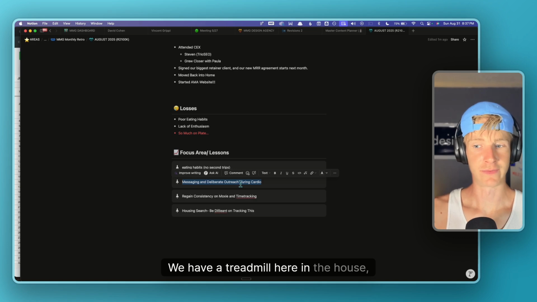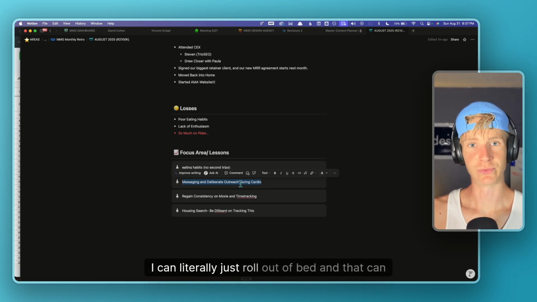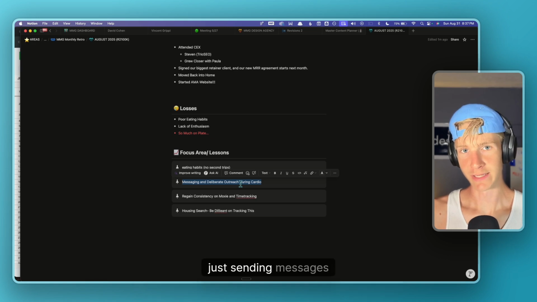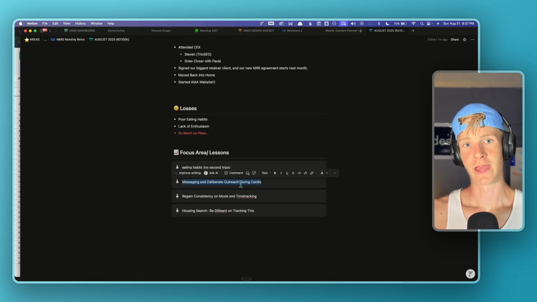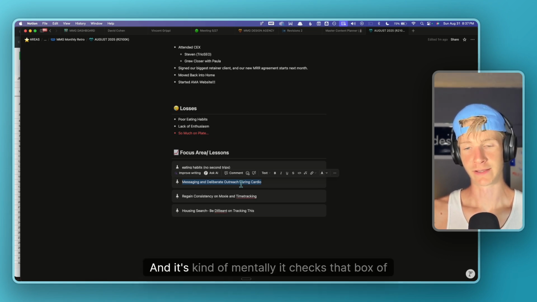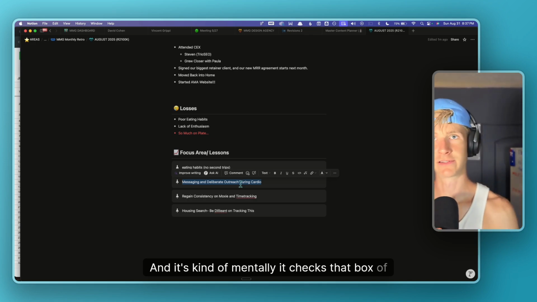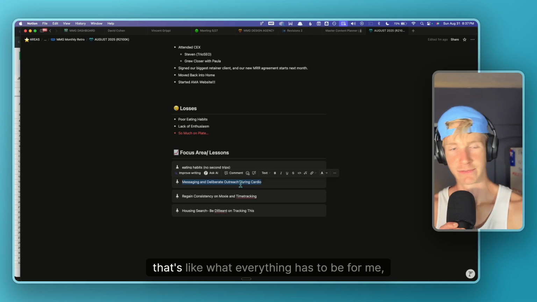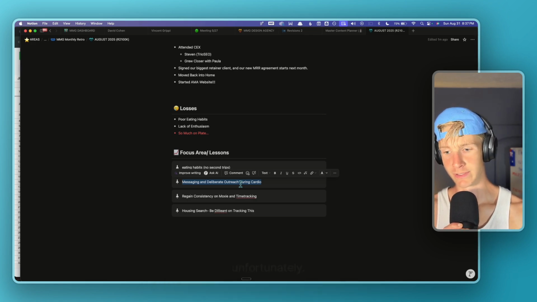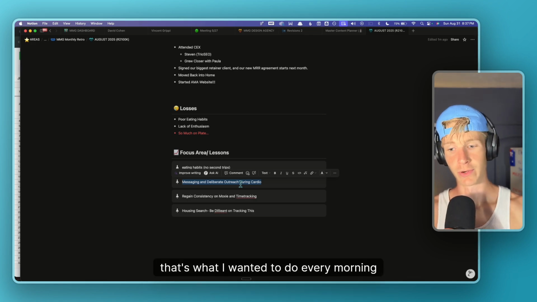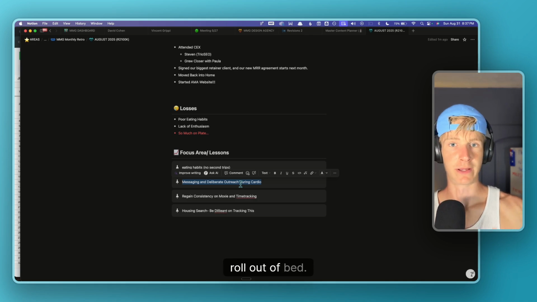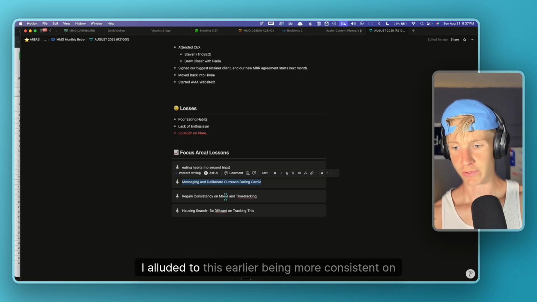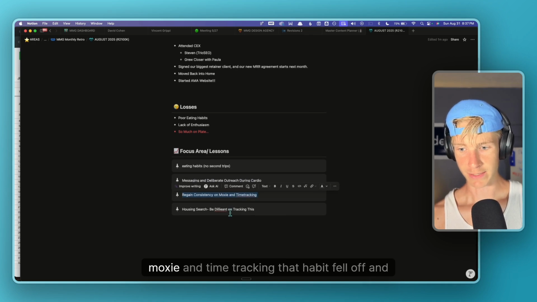We have a treadmill here in the house, which I'm super blessed for. I can literally just roll out of bed, and that can be the first half hour to an hour of every day, just sending messages and doing cardio. Mentally, it checks that box of being doubly productive for me because that's what everything has to be for me, unfortunately. But that's what I want to do every morning: first thing, roll out of bed, cardio, outreach.